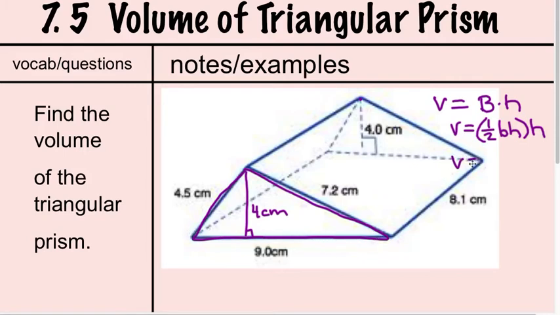So now I have volume equals 1/2. The base is 9. The height is 4. That is just of the triangle.